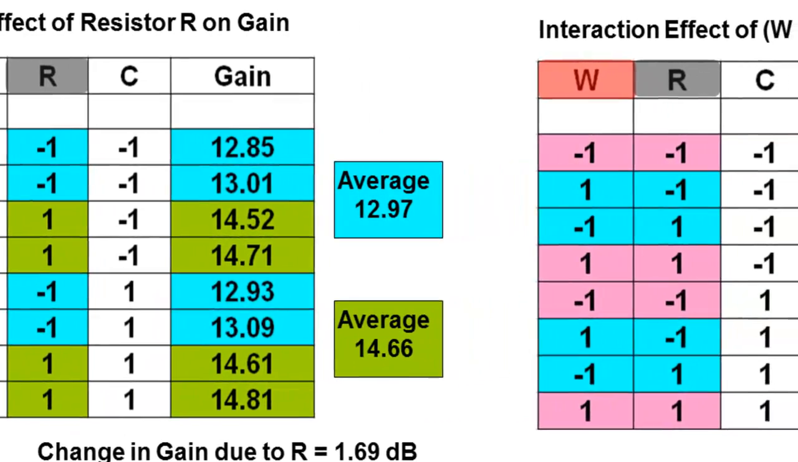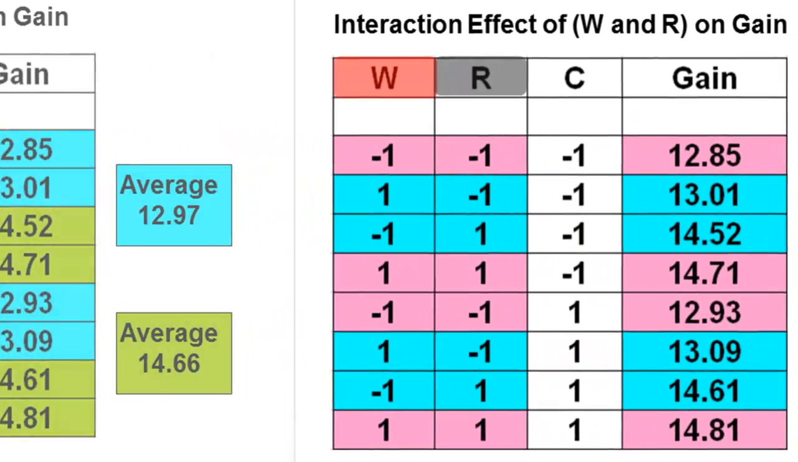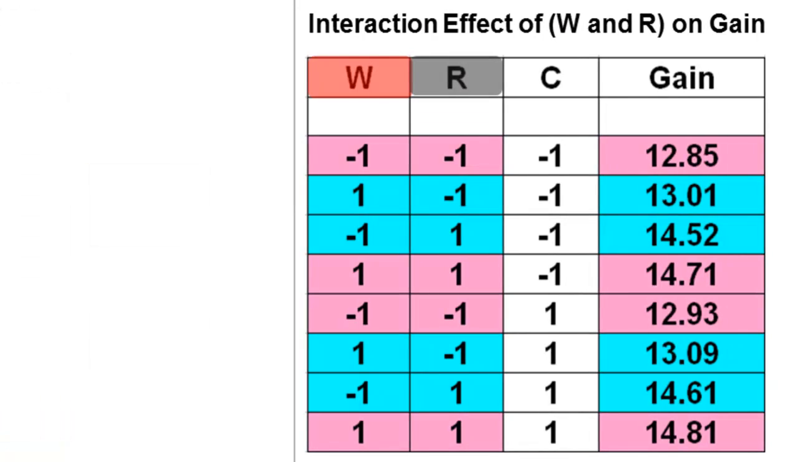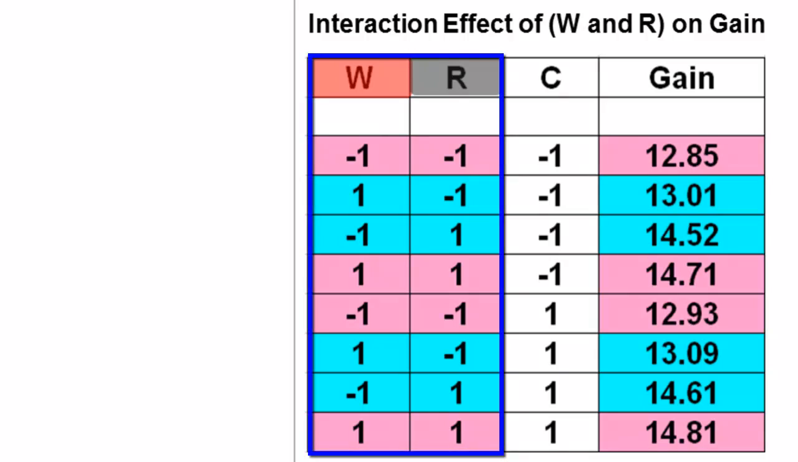Now, what is nice about DOE is that it also determines the interactive effects of variables. For example, here we repeat the same process for the interaction between the width of the line W and the resistor R, and we find out its contribution to the output gain.